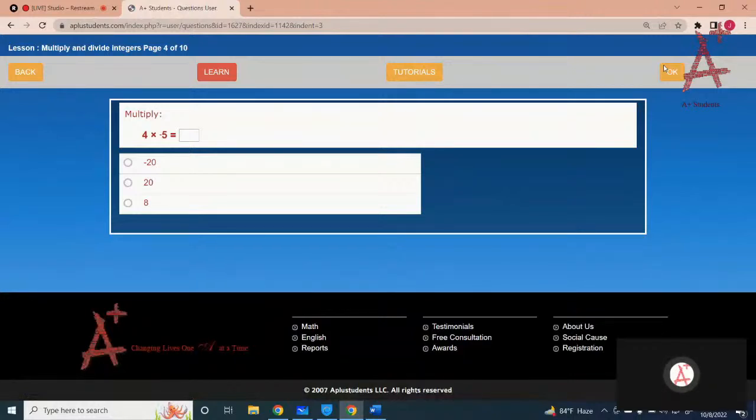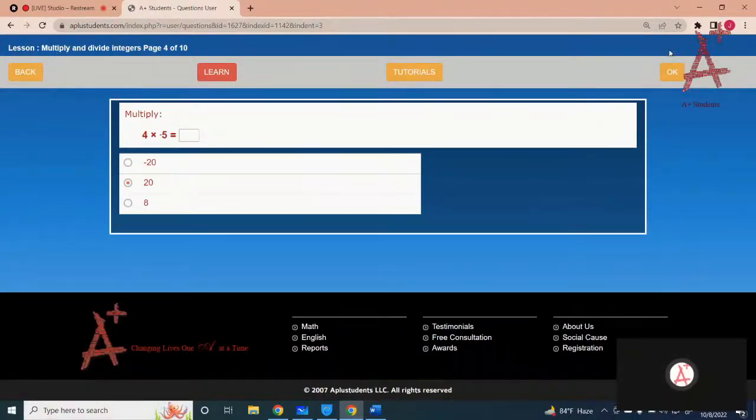Yes, very good, it is 12. We'll move on to the next question, please. Okay, 4 times negative 5. You are multiplying two numbers with opposite signs, so your answer must be negative. So it would be 5 times 4 is 20. Got it?